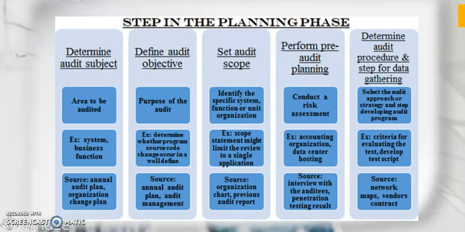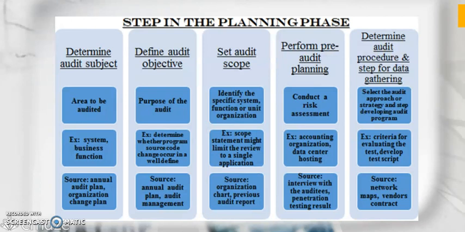For example, determine whether program source code changes occur in a well-defined manner, and the source is the annual audit plan or audit management. The third step in the planning phase is to set the audit scope. It identifies the specific system, function or organizational unit. For example, a scope statement might limit the review to a single application, using the organization chart or previous audit report as the source.